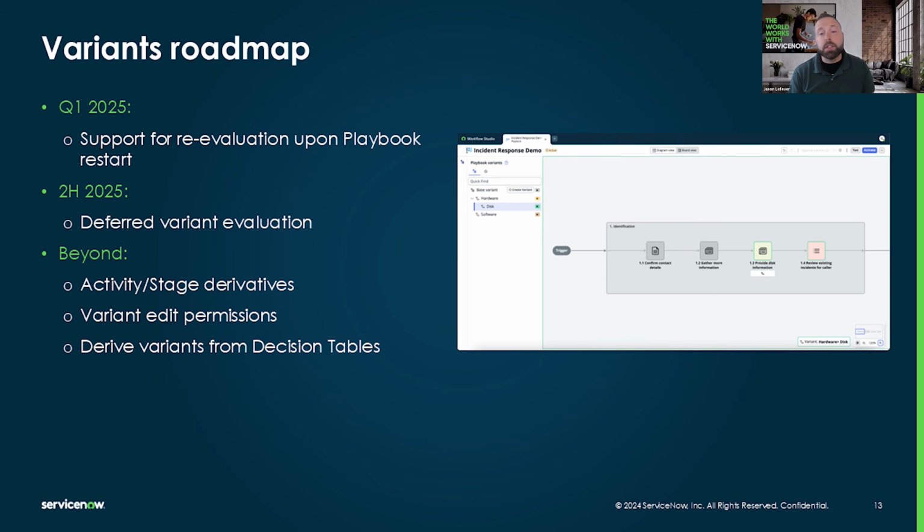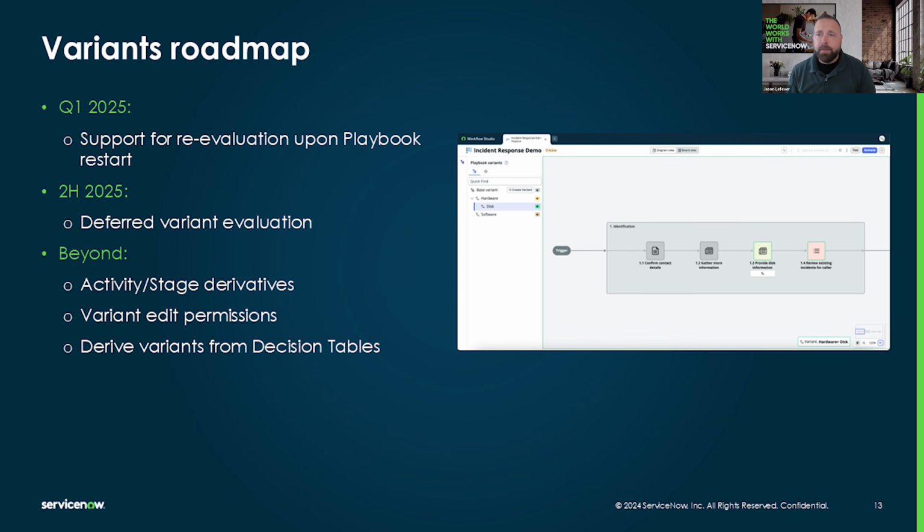And I just want to mention a little bit about the future of our variants feature. So in our Q1 timeframe, Yokohama Q1 store release, we are going to support re-evaluation of variants. So let's say I start down the path of a disk incident, and then it turns out I made a mistake, and this is really a software incident. What you would be able to do is update the category to software, restart the playbook from the beginning, and the engine will re-evaluate which variant it should run, and it will take you down the software path.